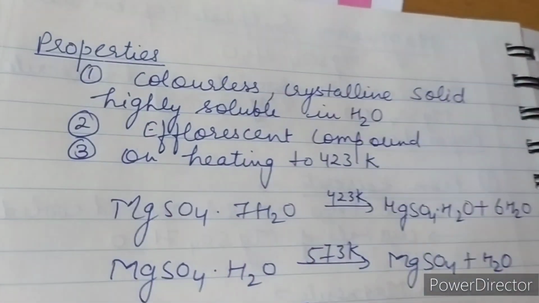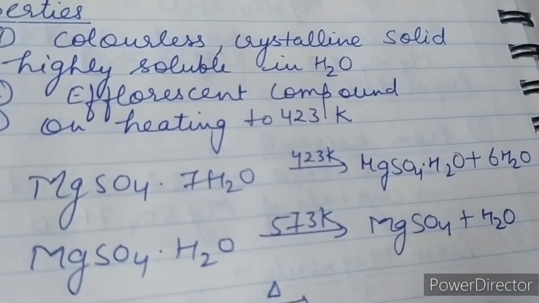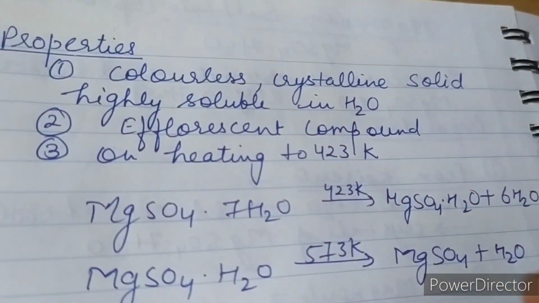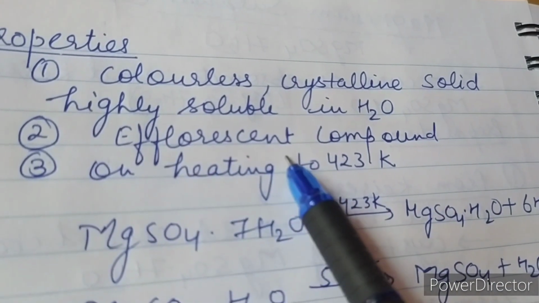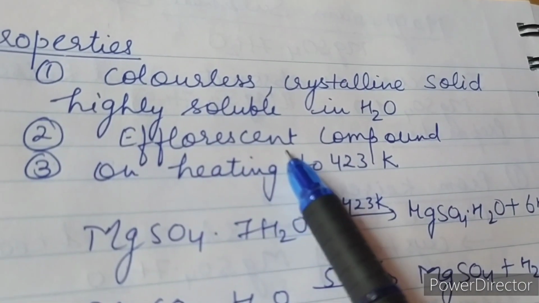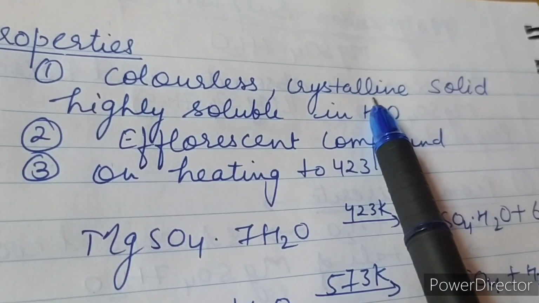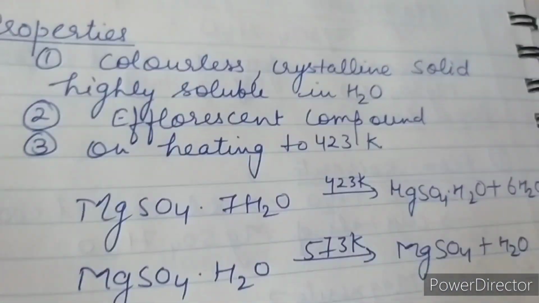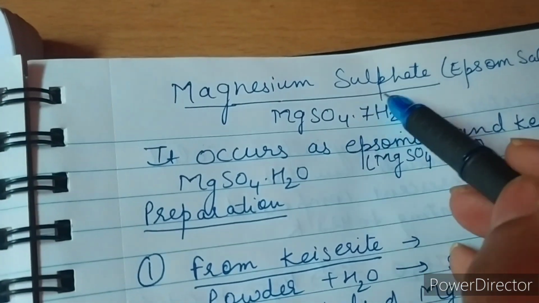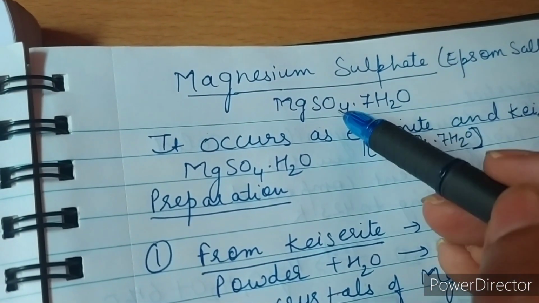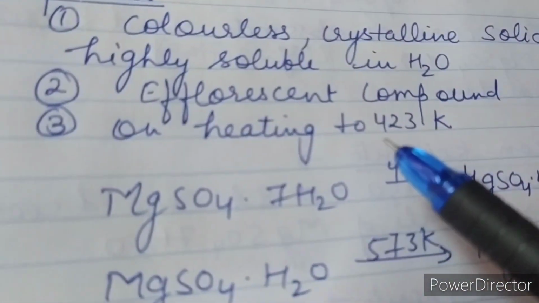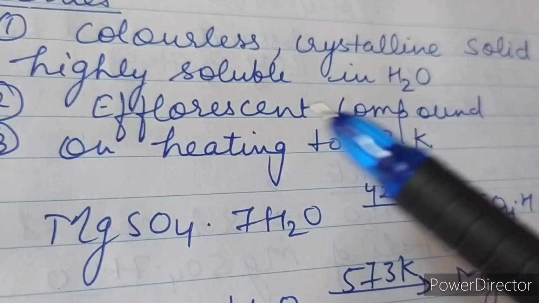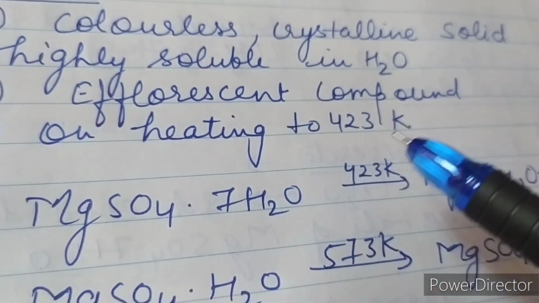Now we come to the properties of Epsom salt. It is a colorless crystalline solid which is highly soluble in water. Second, it is an efflorescent compound, meaning if you leave it exposed to the atmosphere, because it is crystalline in nature and a hydrated salt, it will lose its water of crystallization to the atmosphere and turn into a white, anhydrous amorphous powder of magnesium sulphate. MgSO4.7H2O will lose its water and convert into anhydrous MgSO4.